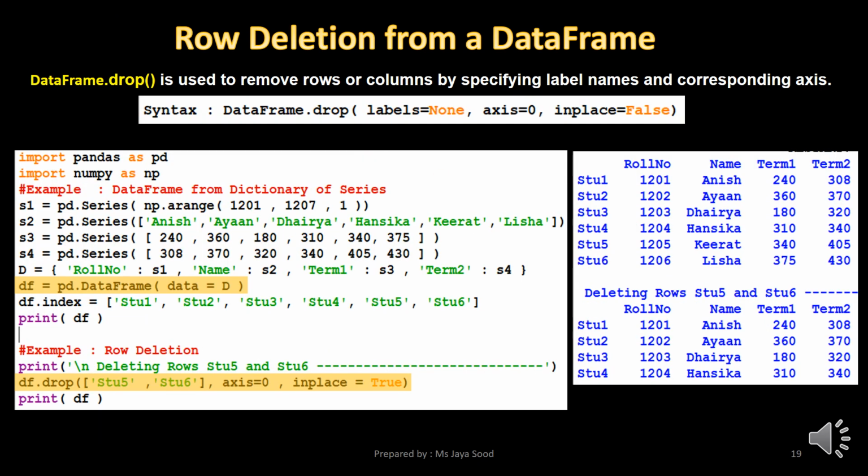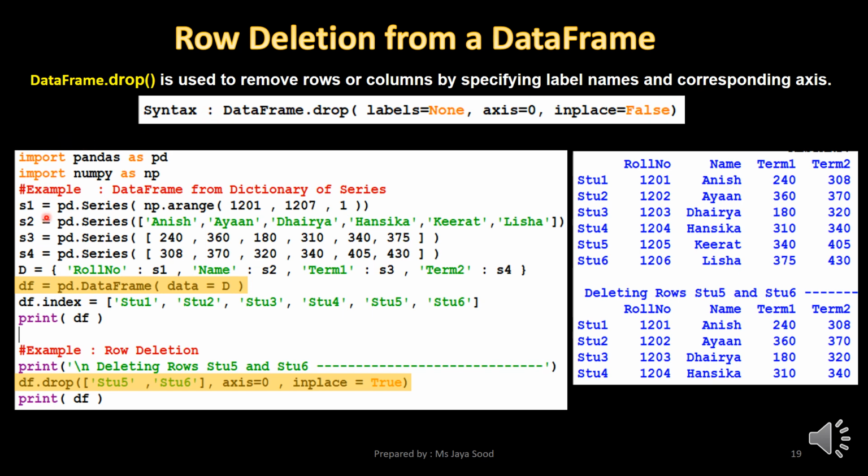Row deletion from a data frame. The DataFrame.drop method is used to remove rows or columns by specifying label names and the corresponding axis. The syntax to use the DataFrame.drop method is as shown here. The first parameter is the labels to be removed. axis equal to 0 signifies the rows. axis equal to 1 signifies the columns. inplace is by default False. If it is True, then the changes are permanent in the data frame.